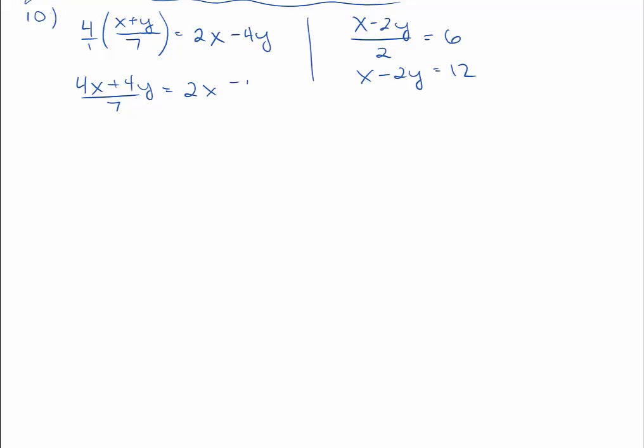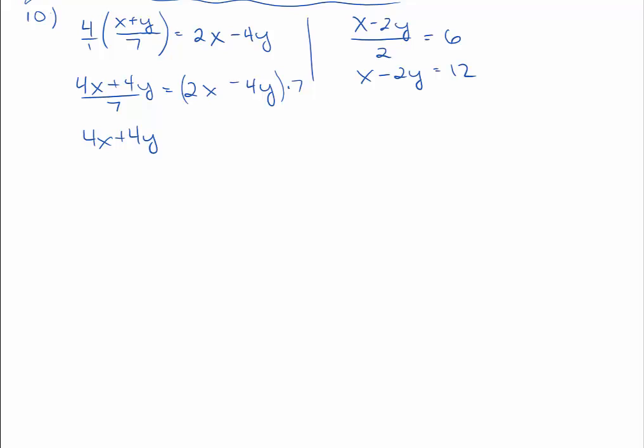minus 4y. And then I'm going to multiply both sides by 7. So the left side's not too bad, because when I multiply the whole side by 7, I get rid of the denominator, and that becomes 4x plus 4y. But it's important to remember that if I multiply the whole left side by 7, I've got to multiply the whole right side by 7. And you can't just say, well, I'm going to multiply this one thing by 7 and this single thing. You've got to do it by whole sides.